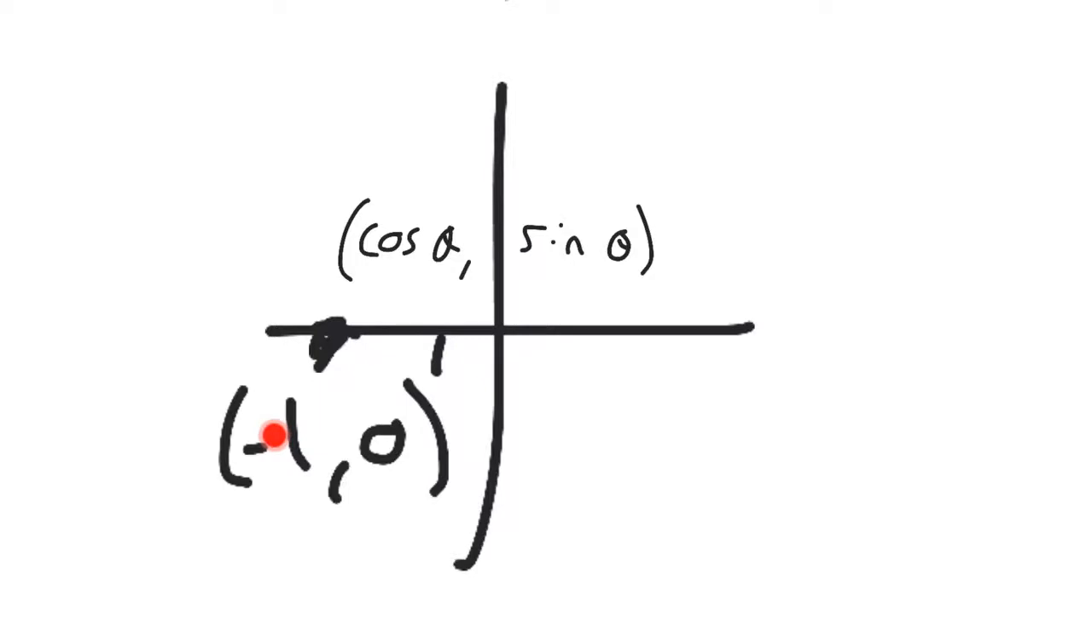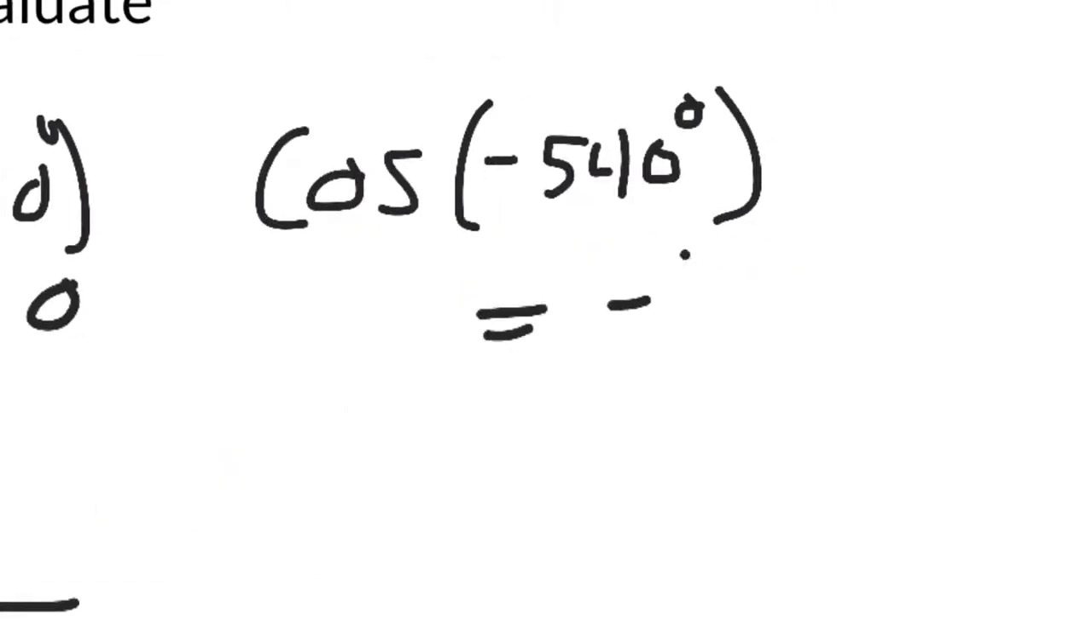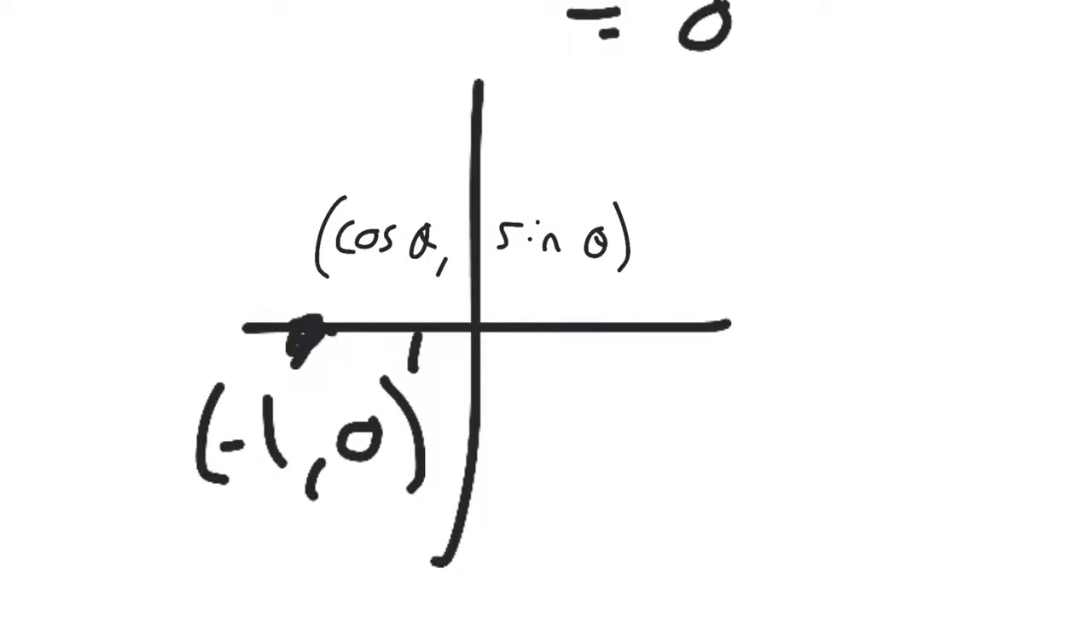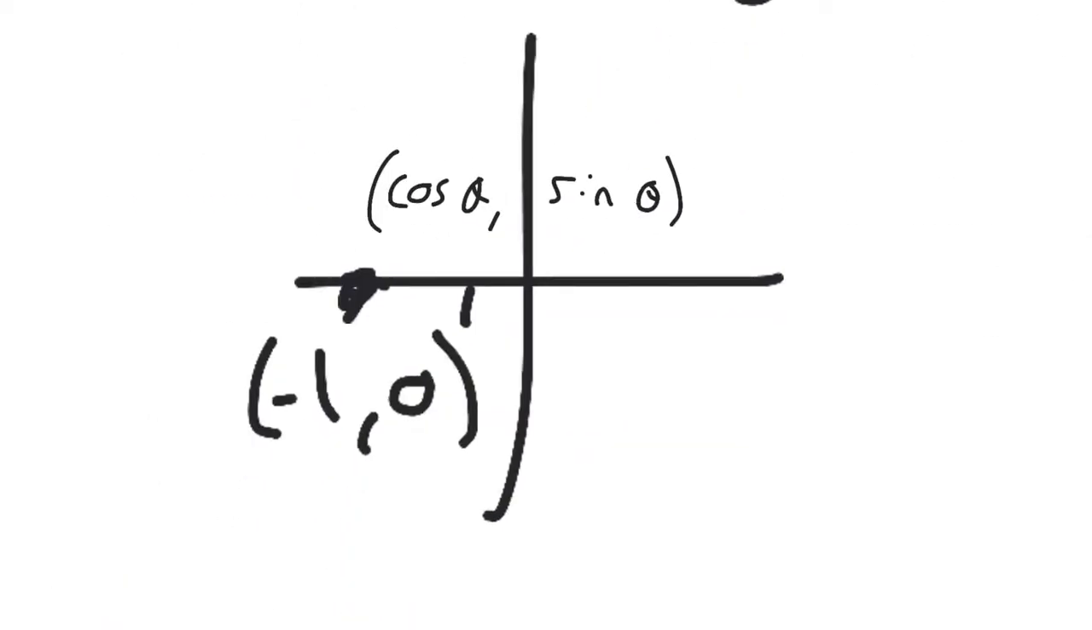Cosine of negative 540 is negative 1. Sine of negative 540 is 0. So this one is 0. This one is negative 1. So pretty useful trick. If you need to find out the sine of an angle, draw on the unit circle. And if it lands right on a dot, like negative 1, 0, negative 1 is the cosine of the angle, 0 is the sine of the angle.